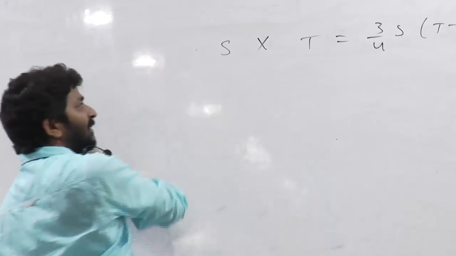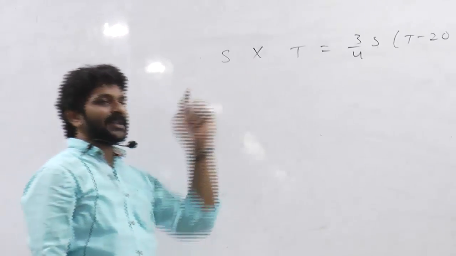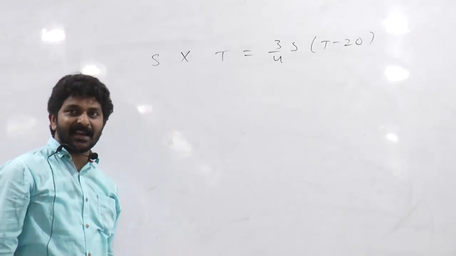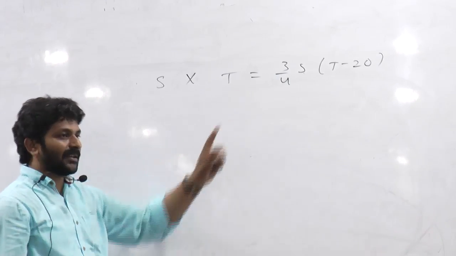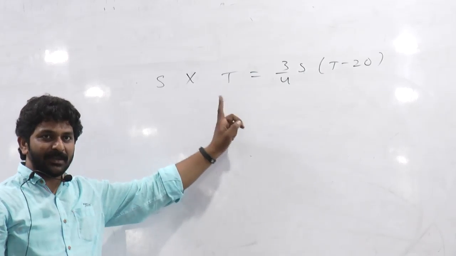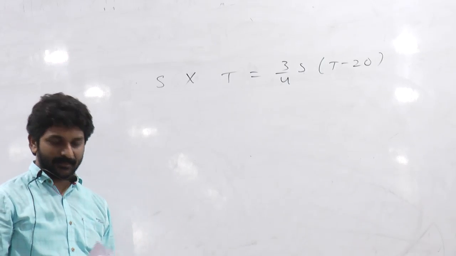How many variables are there? S and S get cancelled, right? Only one variable. How many equations are there? One equation. Will you get the t value from this or not? Yes, you will get it. Next.